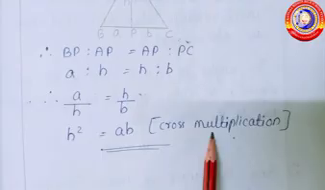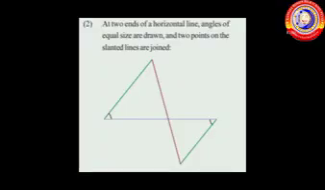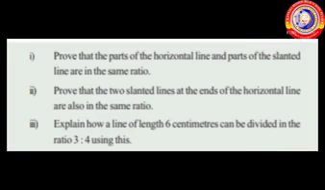Next, second question. At two ends of a horizontal line, angles of equal size are drawn and two points on the slanted lines are joined. First part of the question: prove that the parts of the horizontal line and parts of the slanted line are in the same ratio. Second part: prove that the two slanted lines at the ends of the horizontal line are also in the same ratio. Third part: explain how a line of length 6 centimeters can be divided in the ratio 3:4 using this. Okay children, let's do the question.